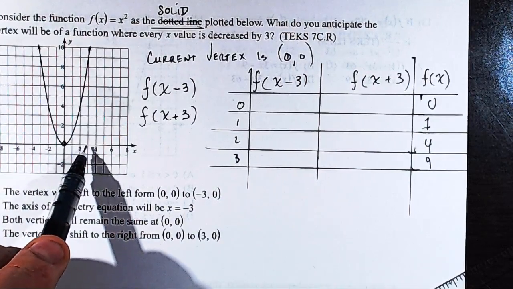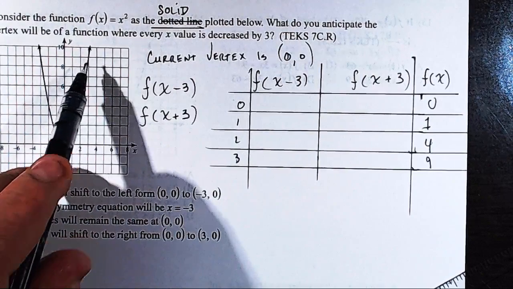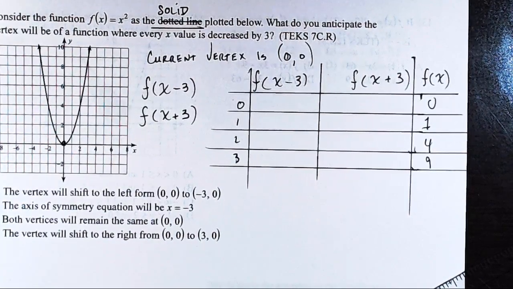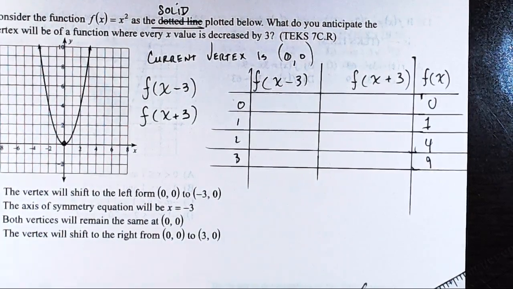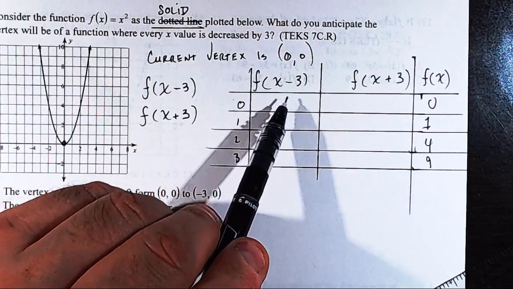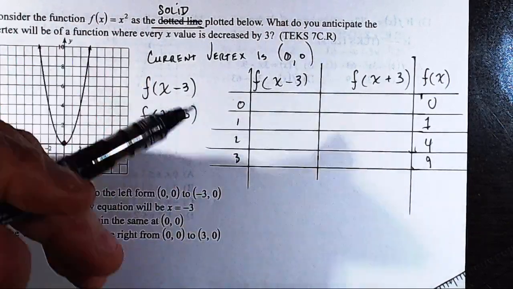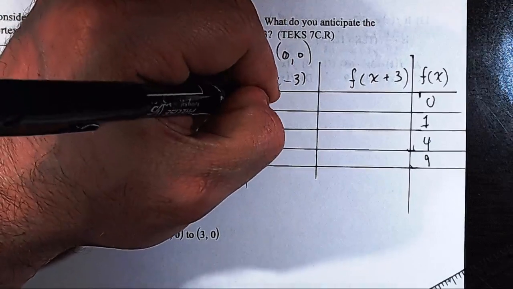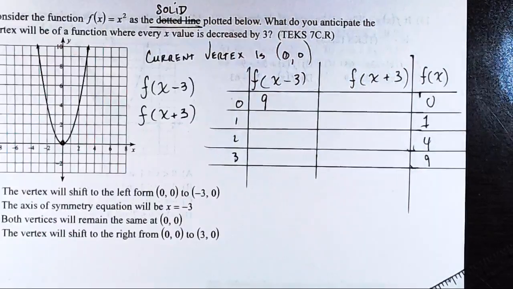3. Yep, we see it at 9. Good. Okay, so now where every x value is decreased by 3. Okay, so let's try this. What is 0 minus 3 squared? That's negative 3 squared. 3 squared is 9.